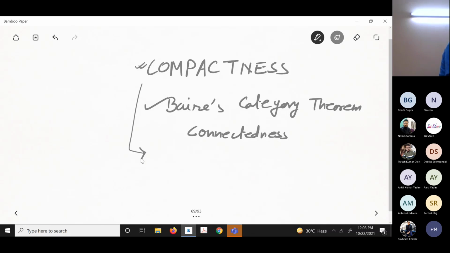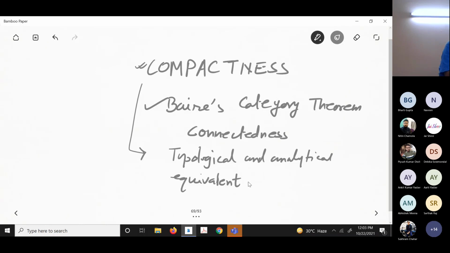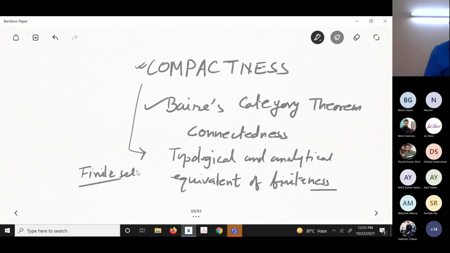Compactness, which you won't appreciate now, is actually sort of the topological or analytical equivalent of finiteness. Briefly, if you have a finite set, really many things are there trivially. You don't need to do anything. But if you do not have a finite set, then still we can do many things if we have compactness. When I give you a couple of proofs of results, it will be clear why I said this.